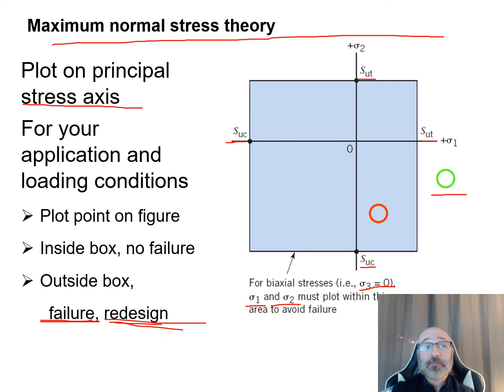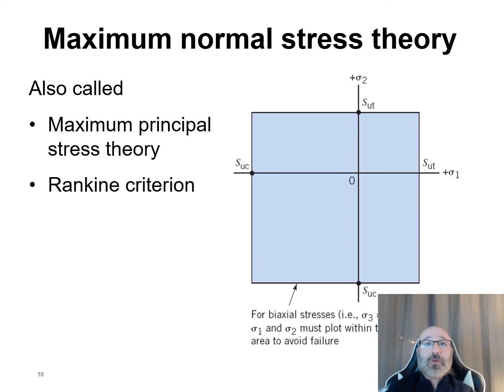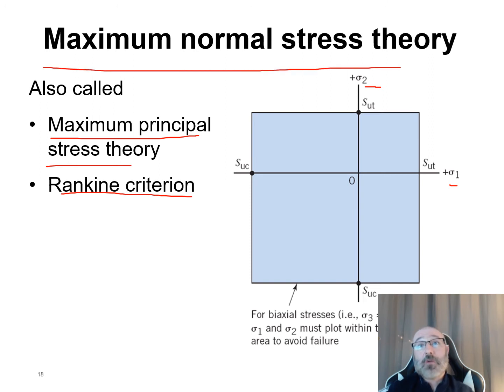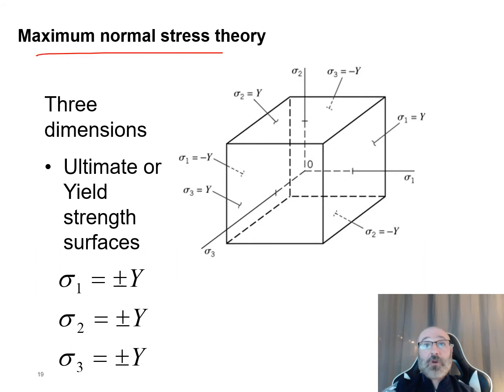So the maximum normal stress theory is also referred to as our maximum principal stress theory, which makes sense from what we're looking at from our graph over here. And it's also referred to as our Rankine criterion as well. So these are two other terms you may hear referring back to our maximum normal stress theory that we just discussed. So continuing on with our maximum normal stress theory, let's take a look here at 3 dimensions.